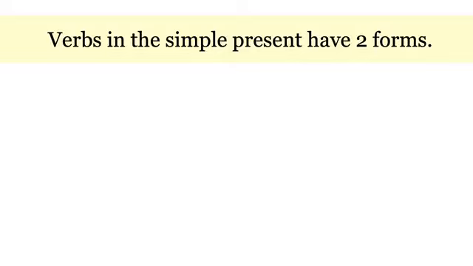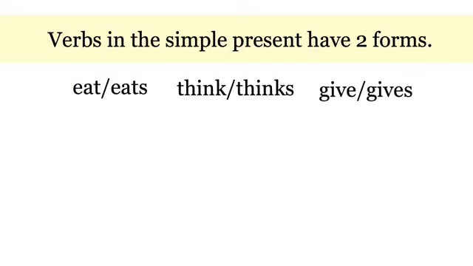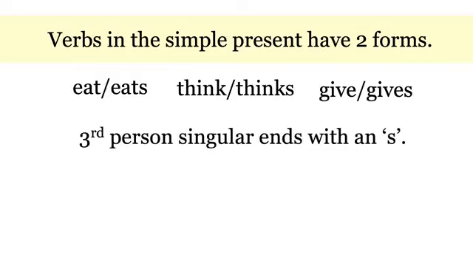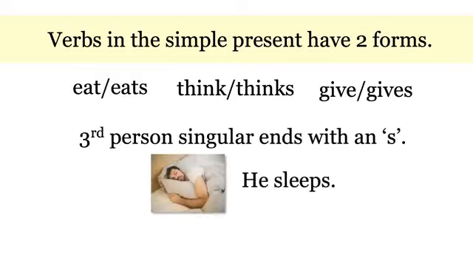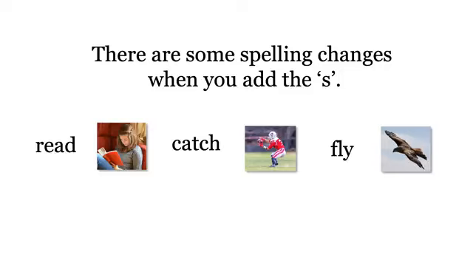Verbs in the simple present have two forms, like eat, eats, think, thinks, and give, gives. Third person singular ends with an s. He sleeps. There are some spelling changes when you add the S. Reads, sometimes you just add S. Catches, sometimes you add ES. And flies, sometimes you have to drop that Y and add IES.